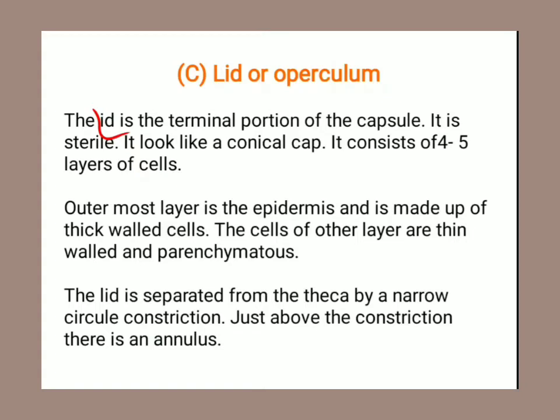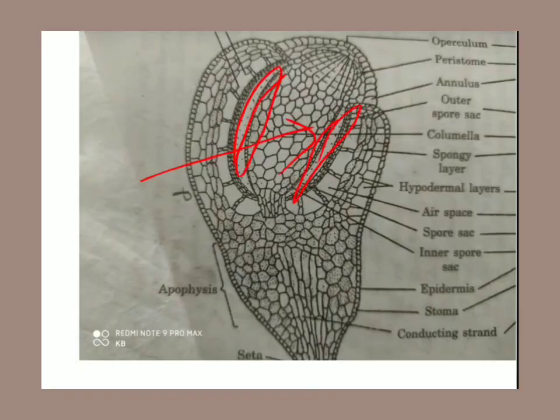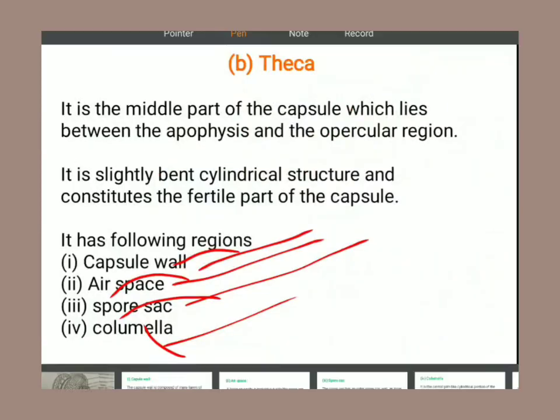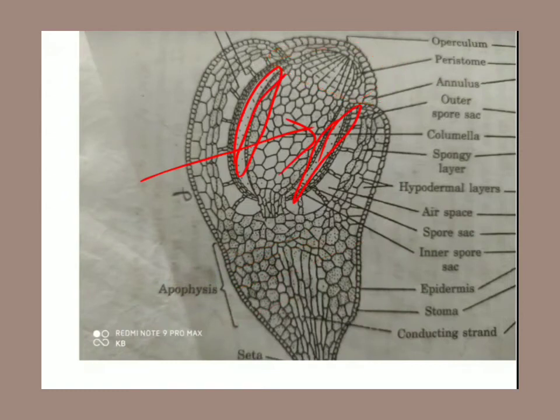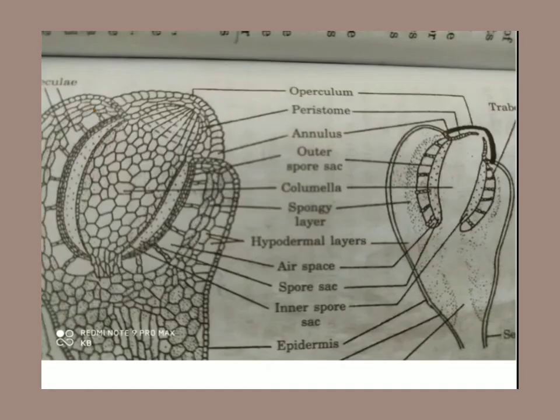The lid is separated from the theca by a narrow circular constriction, and just above the constriction there is an annulus. You can see in this figure that the upper portion is known as the operculum or lid portion, and the lid portion is made up of 4 to 5 layers of parenchymatous cells, and the lower radial portion is known as the annulus. Okay, that is the lid portion.